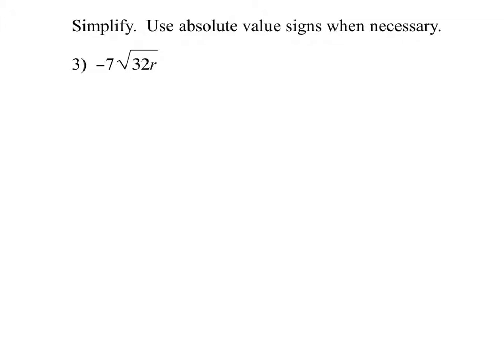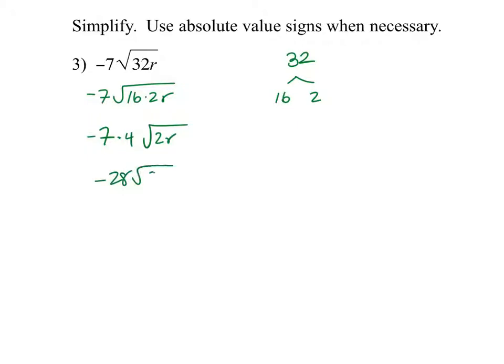Now, the next one, again, now I have a square root, right? Because if I don't have the index, that means I have a square root. So 32, that one is easy. We know that is 16 times 2. We don't have to do the groups because we know how to simplify a square root. So negative 7, square root of 16 times 2r. So this is the same as negative 7 times 4, square root of 2r. So this is negative 28, square root of 2r. That's it. See?